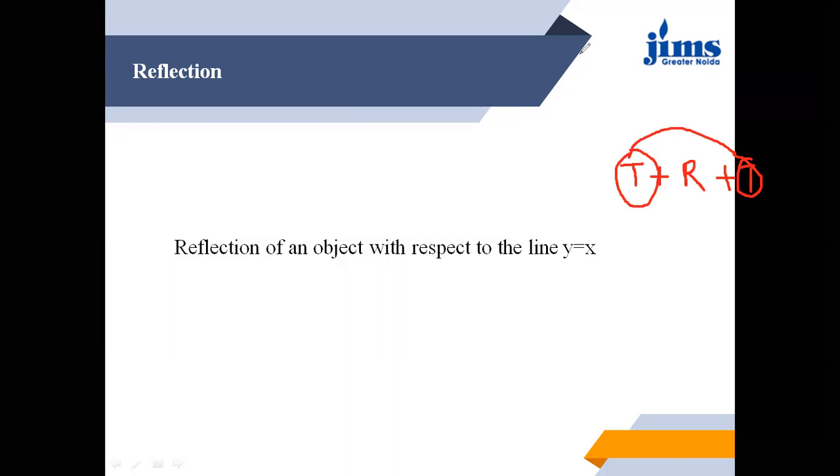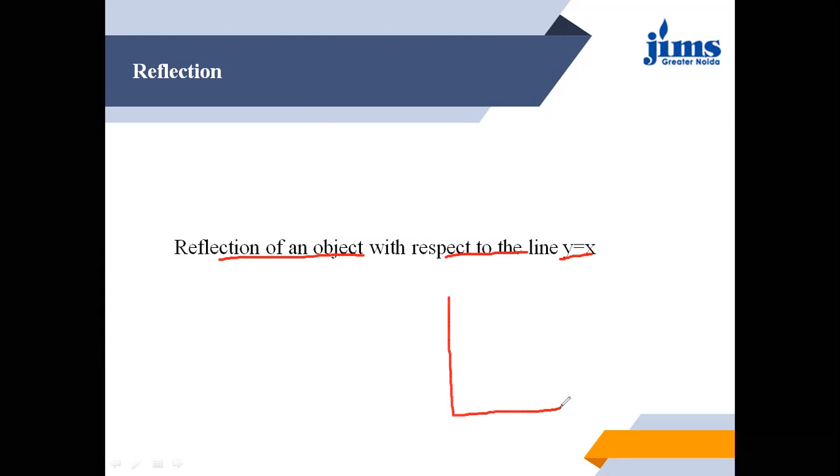This happens in the case when we have to rotate an object with respect to a point. Now last in this, reflection of an object with respect to a line y equals x. For an example, this is a coordinate system. This is our object, and I want to reflect this object with respect to this line. So now it will be over here. But what happens and how we can solve this problem?